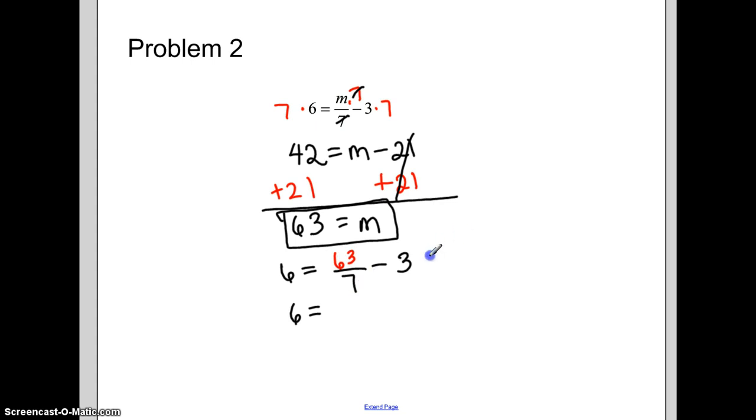63 divided by 7 is 9. 9 minus 3 is 6. So we've done the problem correctly.